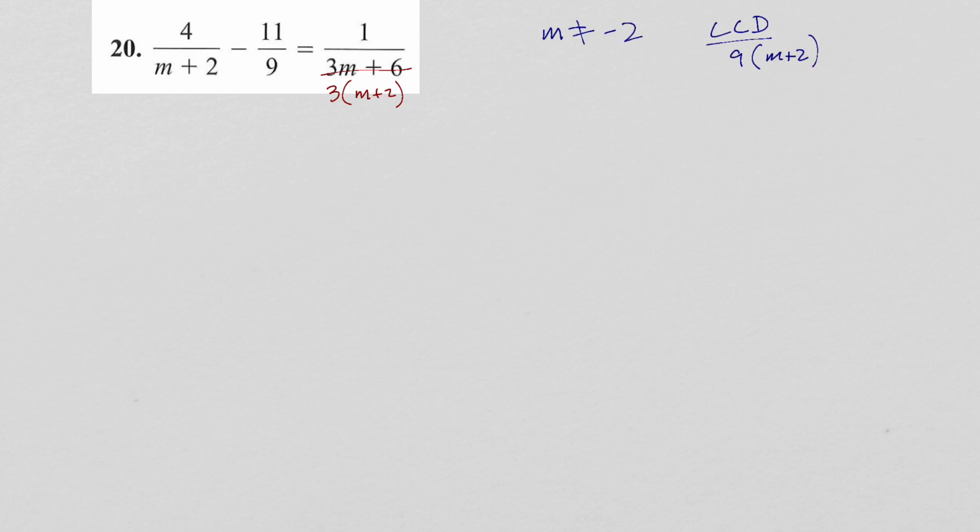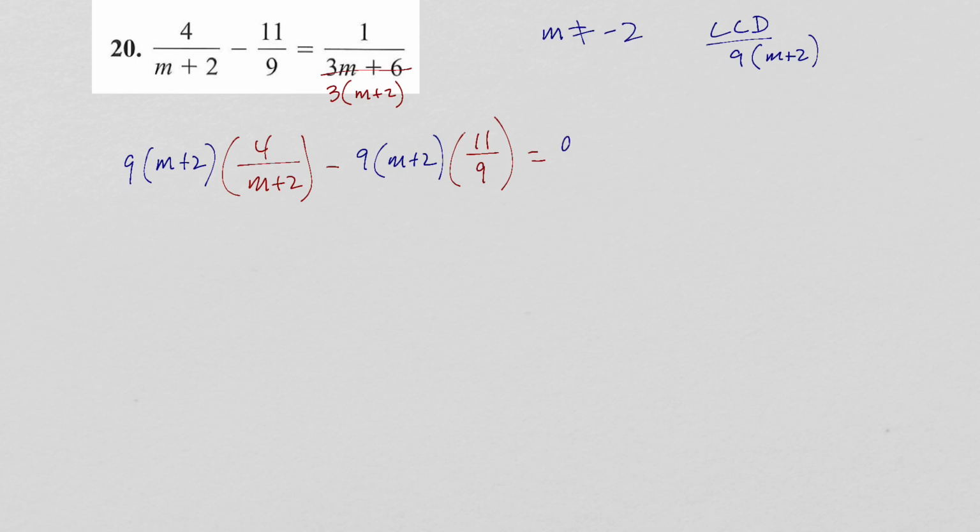Alright, now, so I'm going to take my LCD, the 9 times m plus 2, and I'm going to multiply it by the first fraction, minus, I'll take that 9 times m plus 2, and I'm going to multiply it by the second fraction, and I'll take the 9 times m plus 2, and I'll multiply it by the third fraction.